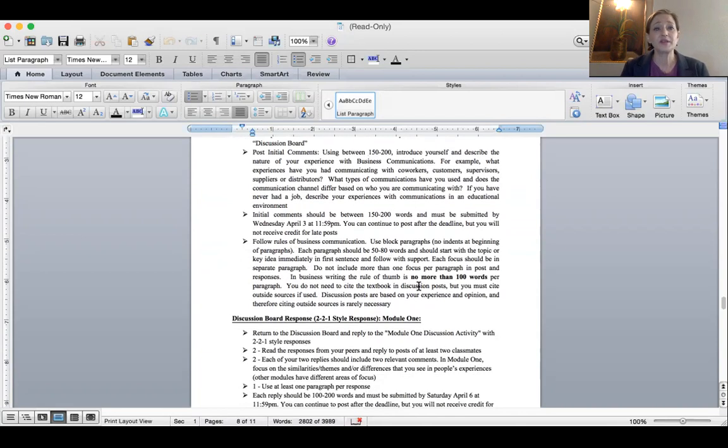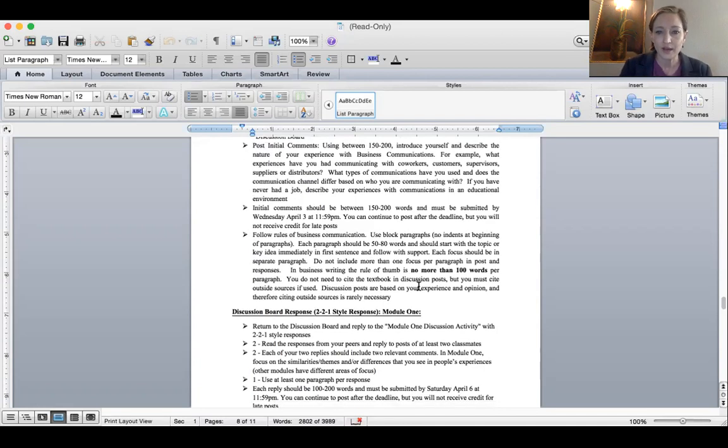Follow the rules of business communications. This is a business comm class. That means you use block paragraphs, meaning you don't indent at the beginning of a paragraph. You use the deductive reasoning approach in business: clear, concise. In the deductive approach, the topic sentence is the very first sentence of the paragraph, and then you follow that up with support for that topic sentence.